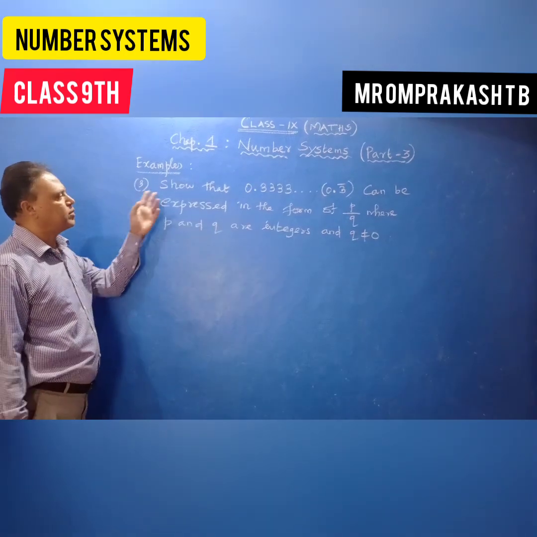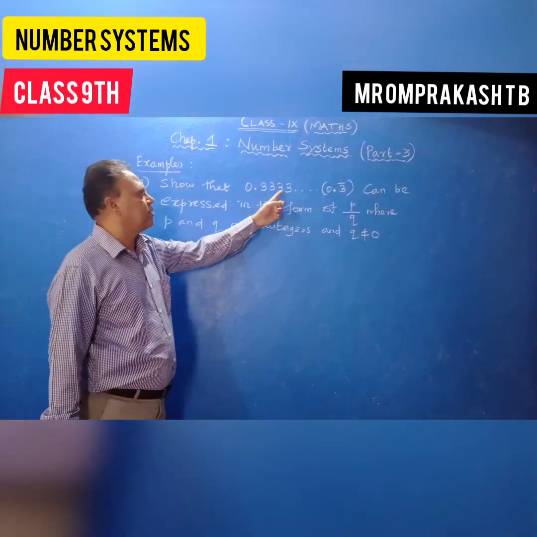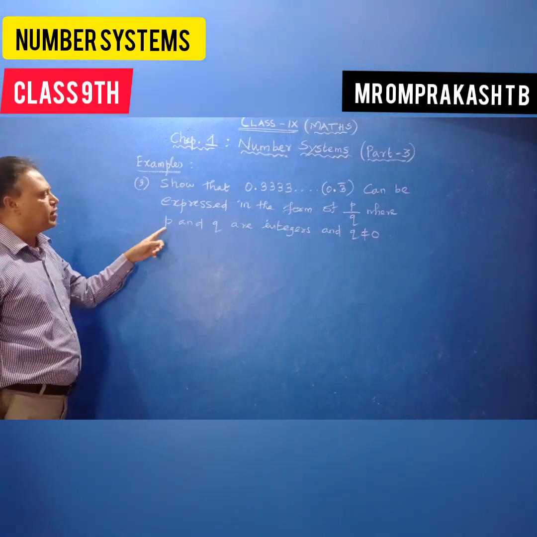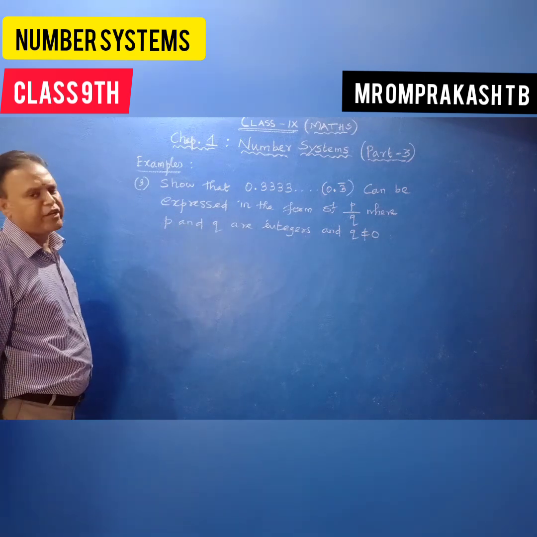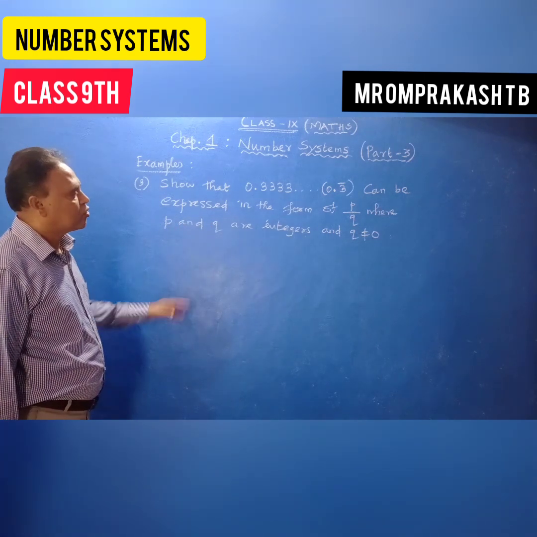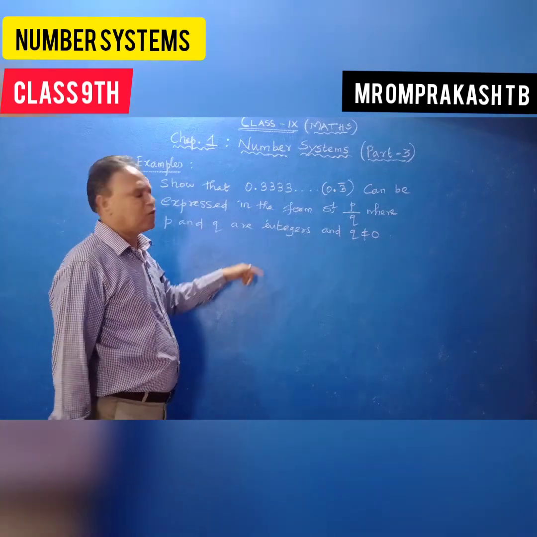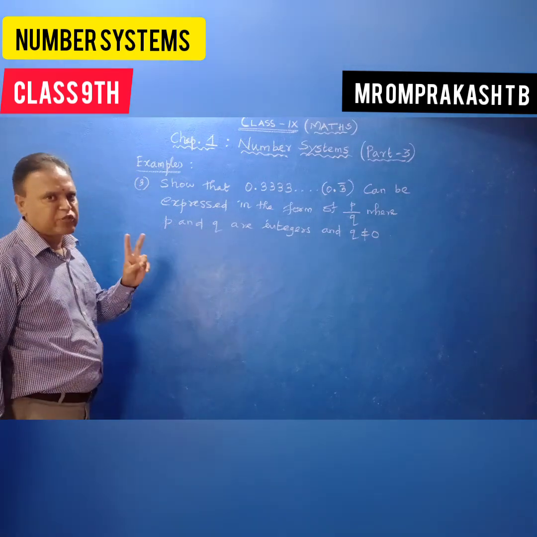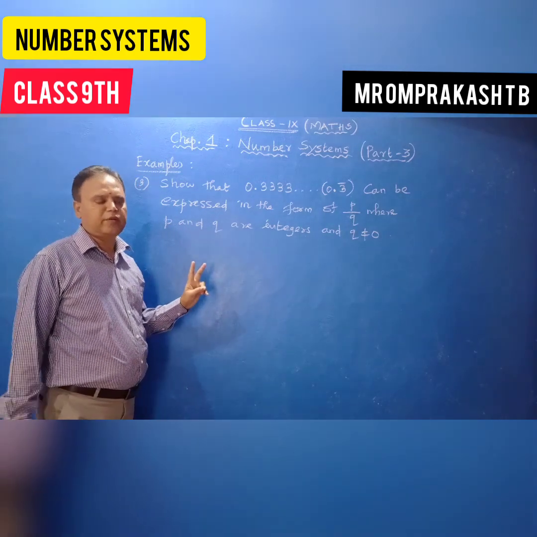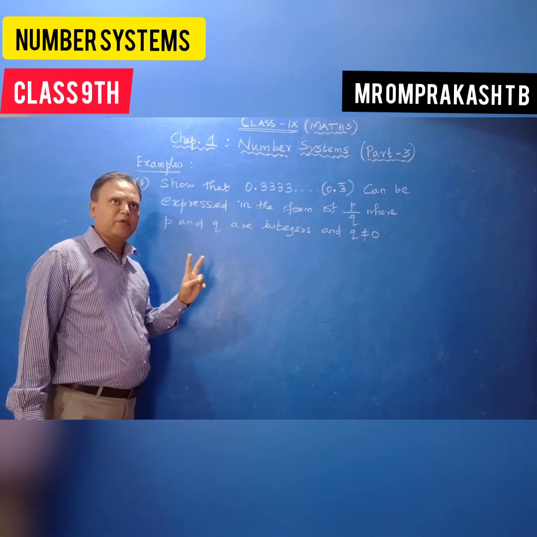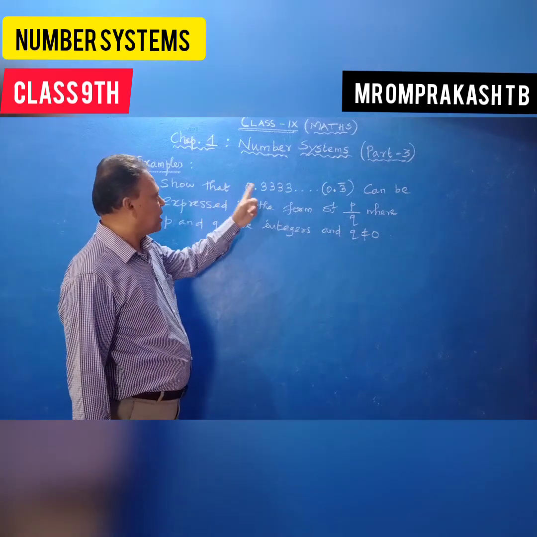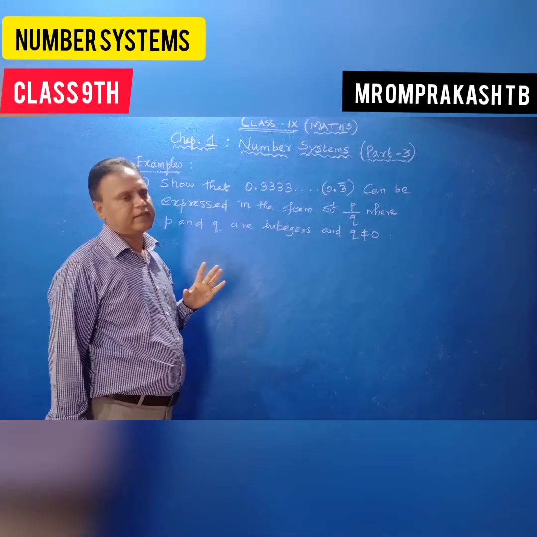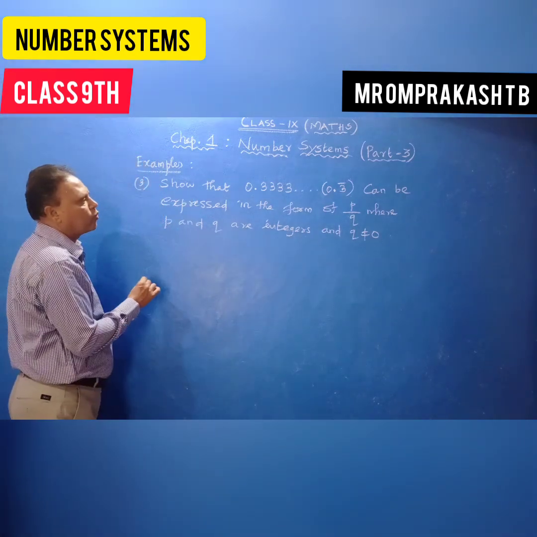The next example you will see. So that 0.333, that is 0.3 bar, can be expressed in the form of P by Q, where P and Q are integers and Q not equal to 0. Clear? So in the previous problem we have seen terminating decimal. Now this is non-terminating and repeating decimal. Clear? So for rational numbers, remember, decimal representation of rational number you have two forms. One is terminating decimal. Another one is non-terminating and repeating decimal. Clear? Remember always.